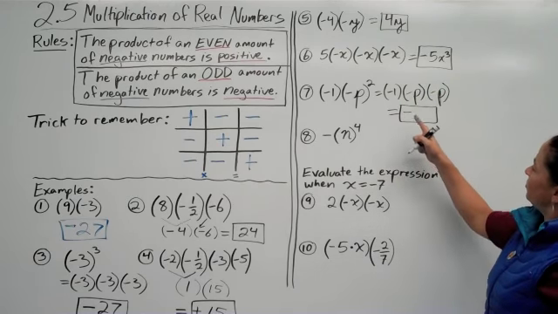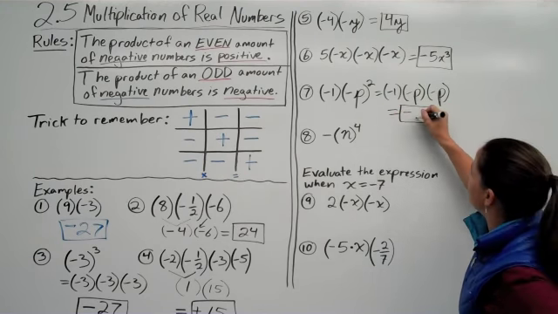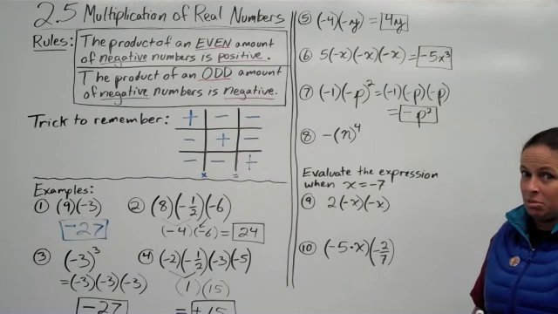And then, well, p times p is p squared times 1 just keeps it as p squared. So the answer is going to be a negative and then p squared.